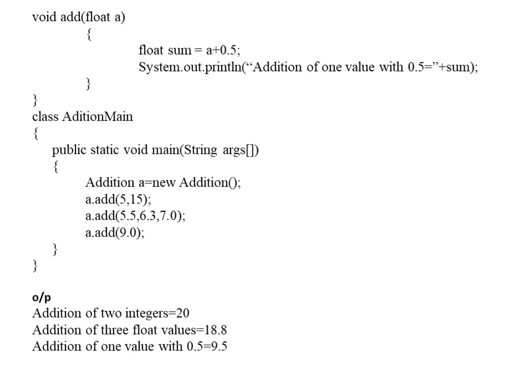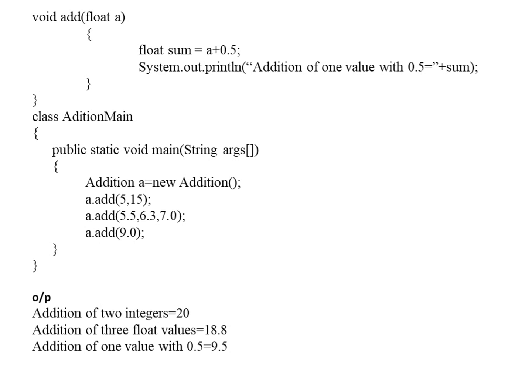So see the calling part in the main. We have created the object as a. If I give a dot add of 5, 15, it will call the method which has two parameters, and both the parameters are integers. So automatically it calls the first method.